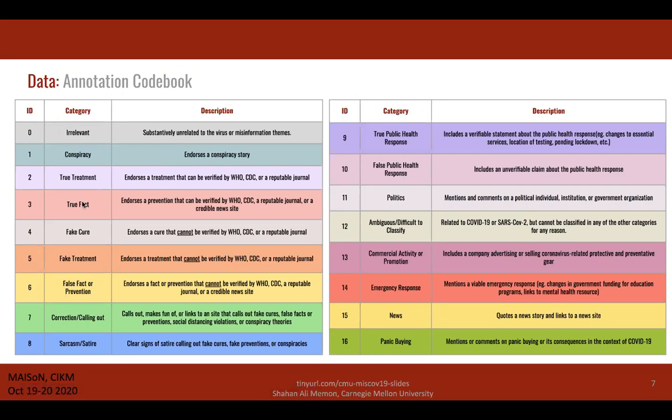The different categories in our dataset include irrelevant, conspiracy, true treatment, true fact, fake cure, fake treatment, false fact or prevention, correction or calling out. We also include categories such as sarcasm or satire, true public health response, false public health response, politics. There are some tweets that are ambiguous or difficult to classify. Then there's commercial activity or promotion, emergency response, news, panic buying. If you notice, we do not simply annotate different misinformation categories, but also true information categories. We also include other categories such as news, panic buying and politics. For the purposes of this study, we do not use these categories as such, but we have included them anyway for completeness, and because we found many instances of these in our dataset during annotation.